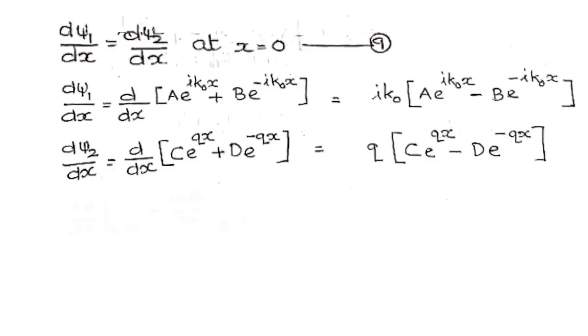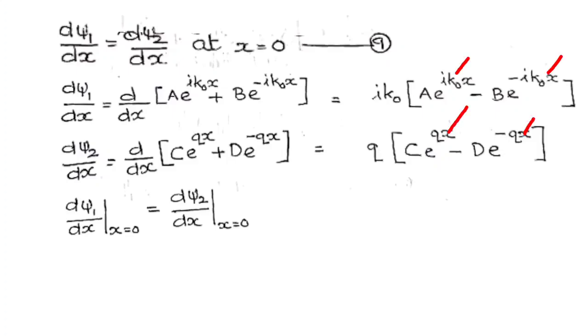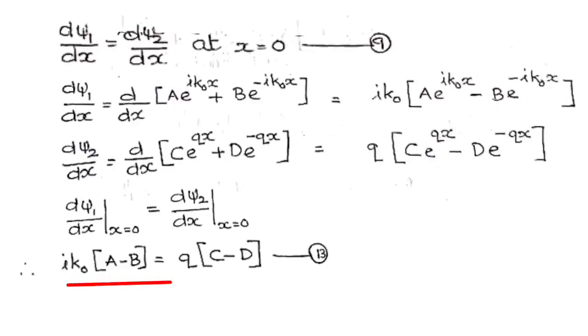So based on the second boundary condition, d/dx of ψ1 at x equal to 0 will be equal to d/dx of ψ2 when x equal to 0. When x is equal to 0, the e raised to 0 term will be 1. So ik0 into (A minus B) will be equal to q into (C minus D). That will be equation number 13.